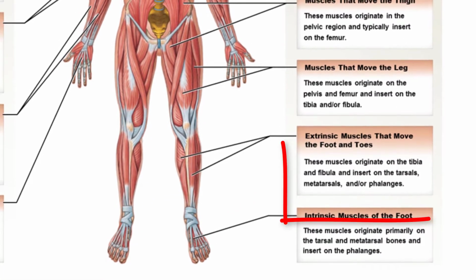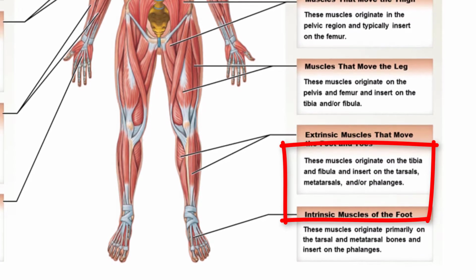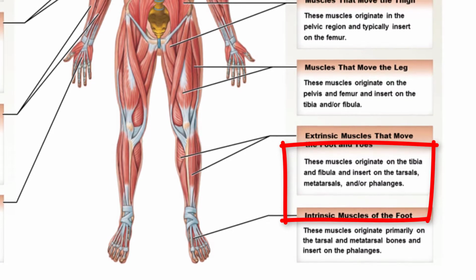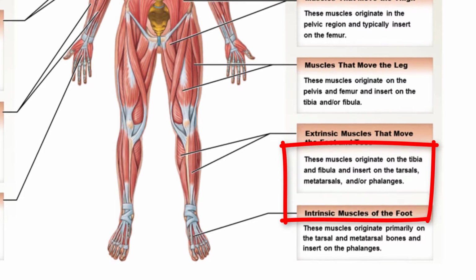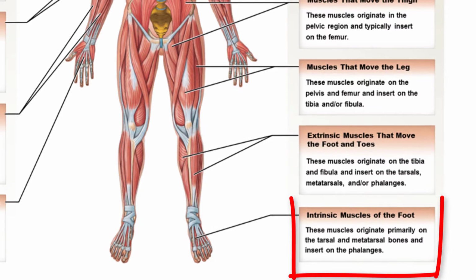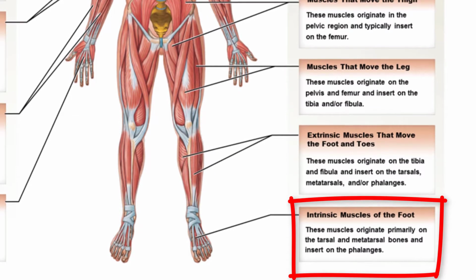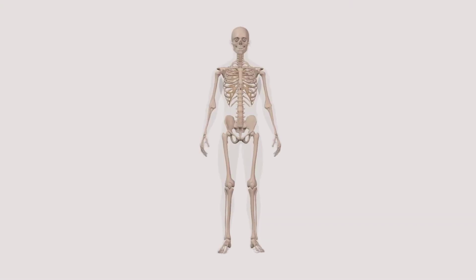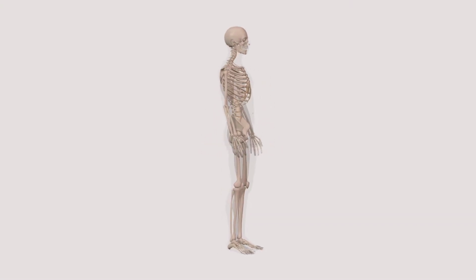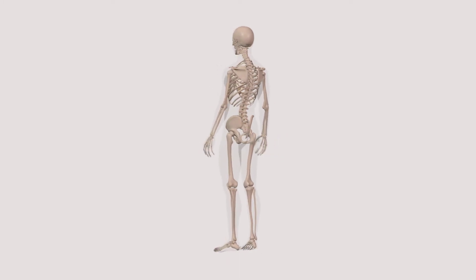Extrinsic muscles that move the foot and toes originate on the tibia and fibula and insert on the tarsals, metatarsals, or phalanges. The intrinsic muscles of the foot originate primarily on the tarsal and metatarsal bones and insert on the phalanges. There are a few factors that affect appendicular muscle function. One of these is action lines.